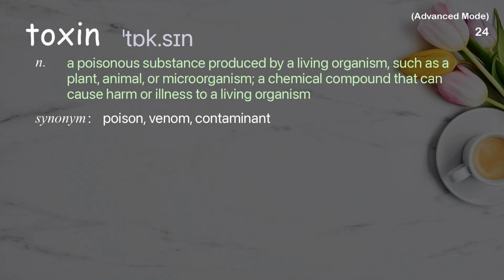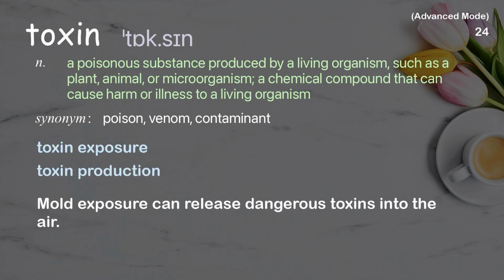Toxin. A poisonous substance produced by a living organism, such as a plant, animal, or microorganism, a chemical compound that can cause harm or illness to a living organism. Examples: Toxin exposure. Toxin production. Mold exposure can release dangerous toxins into the air.